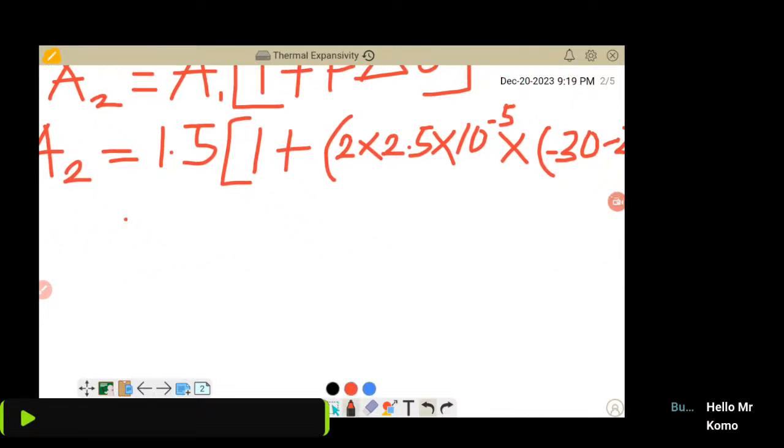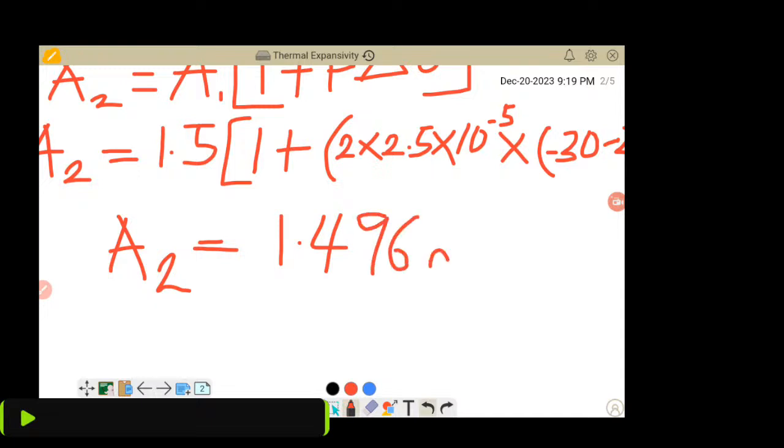to be equal to, if you press your calculator, you can do it one after the other, or you press it once using the bracket where it is necessary. So we are going to have this value as our new area. The original area is 1.5 meters squared, while the new area is 1.496 meters squared. So we experienced little contraction, little reduction in size of the aluminum plate.